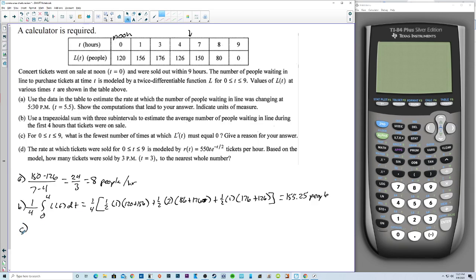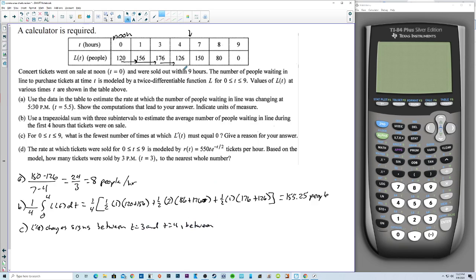For 0 to 9, what is the fewest number of times at which L prime of t must equal 0? Give a reason for your answer. So L prime of t changes signs between, let's see, from 120 to 156, that's increasing, still increasing, and then decreasing. So between t equals 3 and t equals 4.